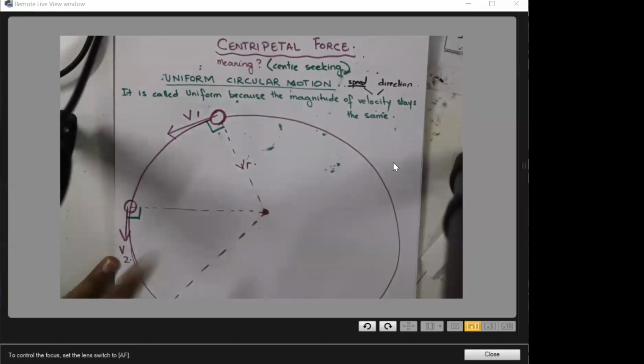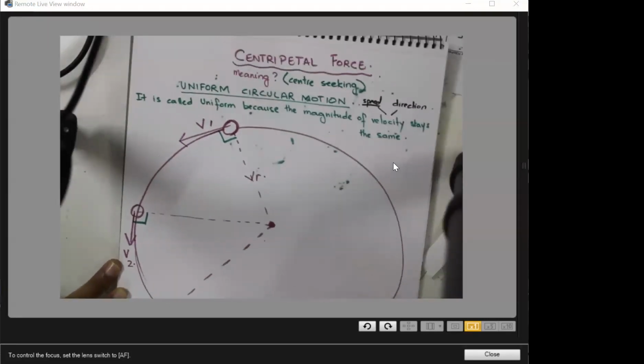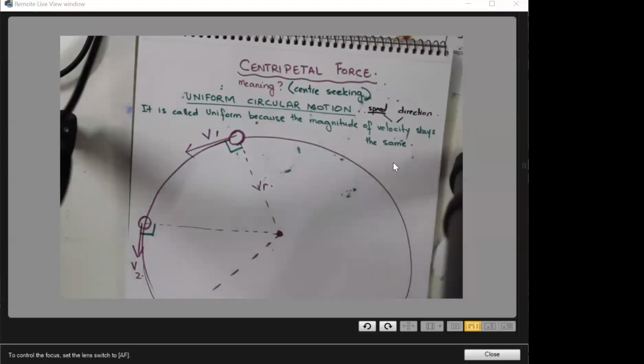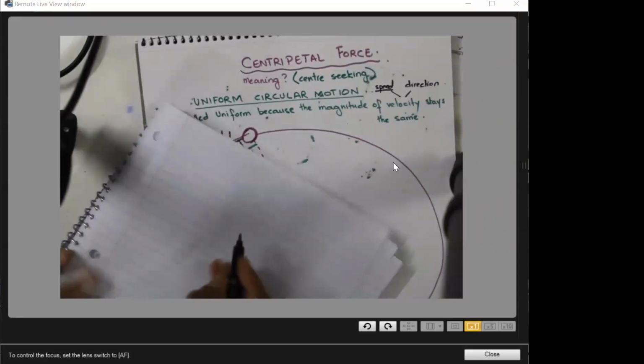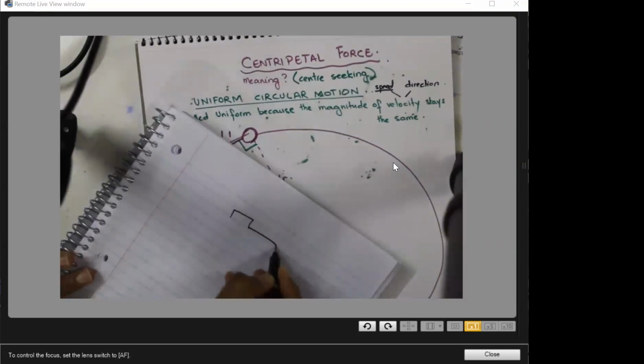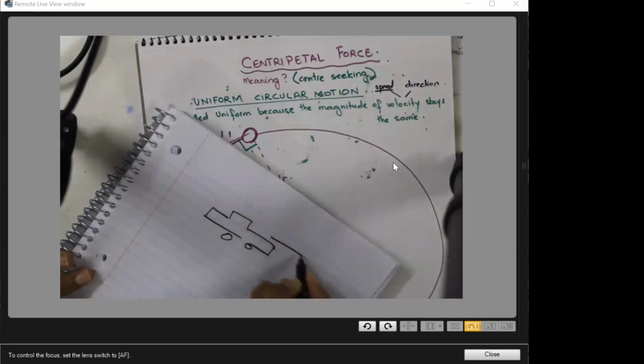The thing is, another thing which is unique about circular motion is that in linear motion, you must have observed that when, for example, this is a car, when a force is applied, the car moves in the same direction as the force.